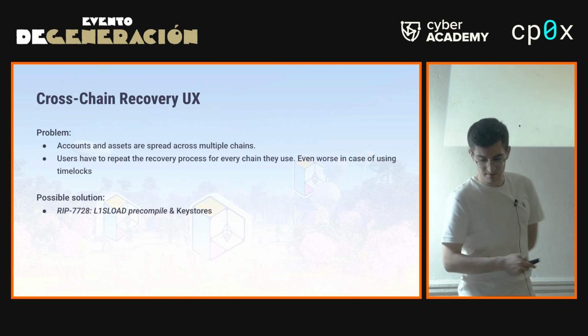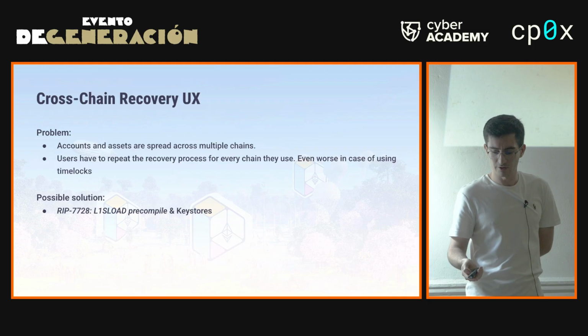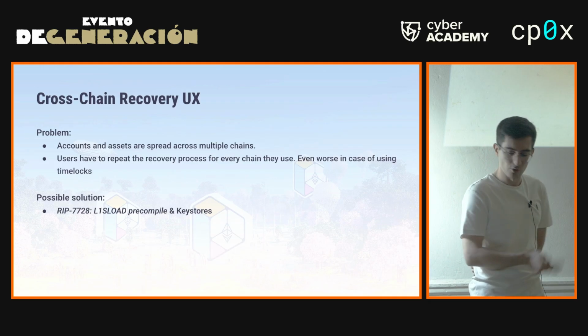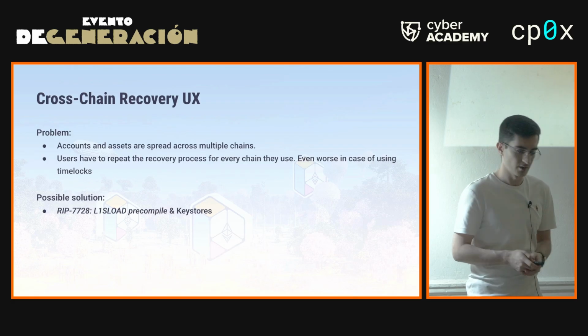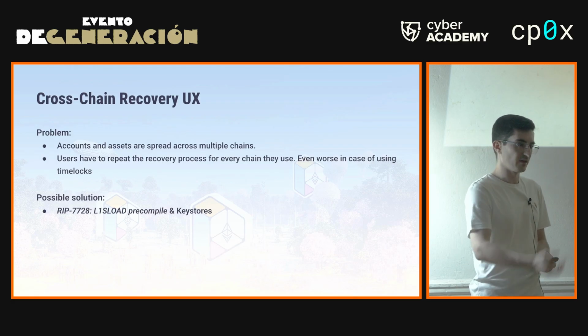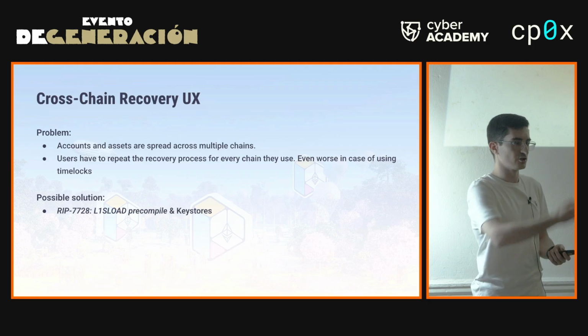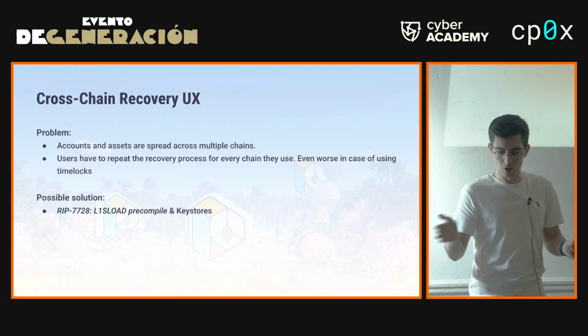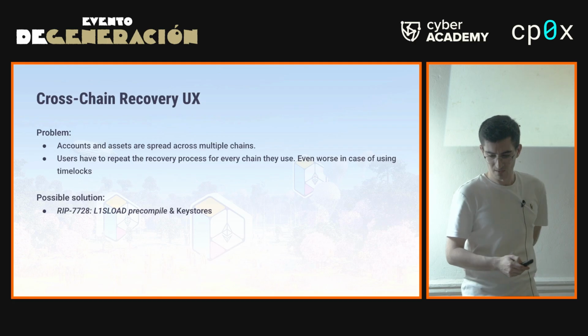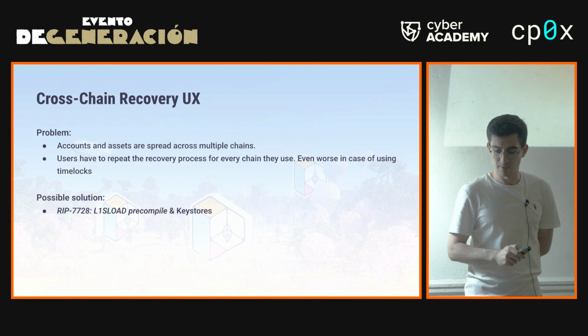And another problem is also cross-chain recovery UX. The problem here is that accounts and assets are spread across multiple chains. And when you do a recovery on one chain, let's say on Ethereum, you recovered your wallet, but then there is a notification that you should do the same process for all other layer 2s, for example. And that's very bad UX.